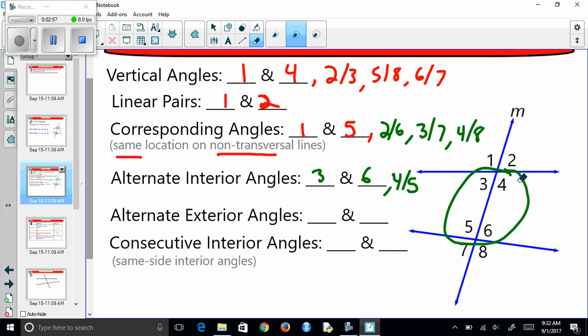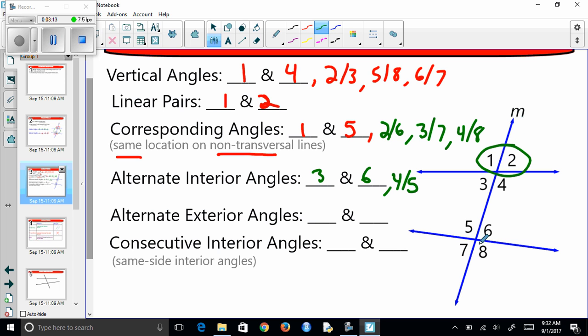Now, our next one is alternate exterior. If we take what we have learned in the last couple slides, with alternate interior it flips over the line. Exterior now is we're dealing with these ones. So 1, if it flips over the line, it goes to 8. And there's one other one we could do, which is 2 and 7.